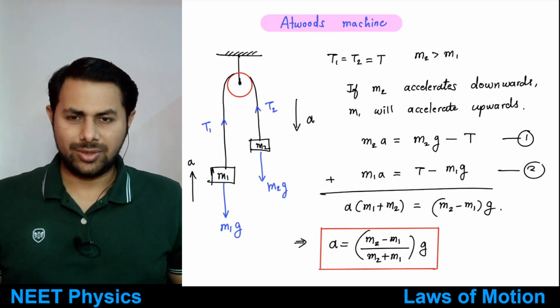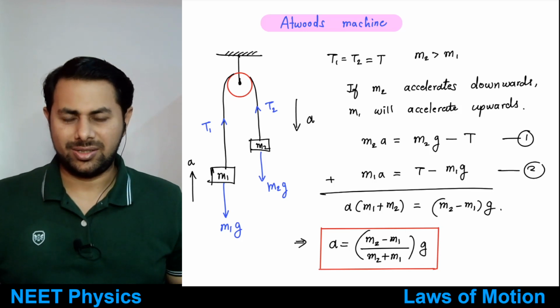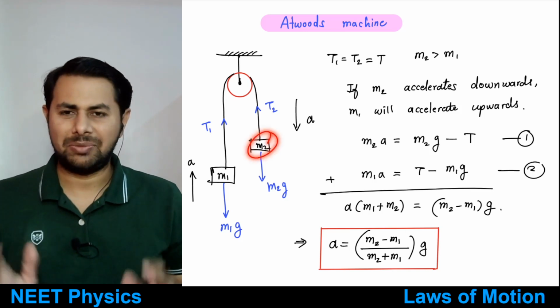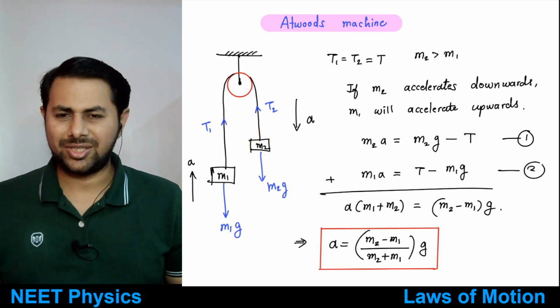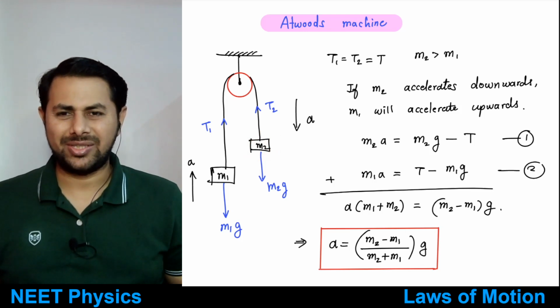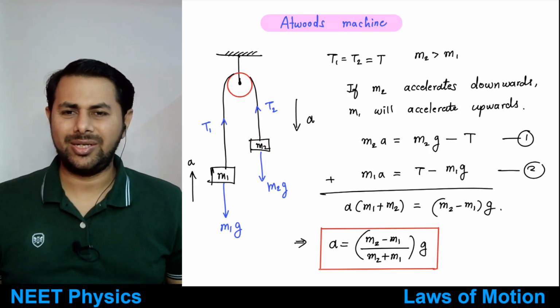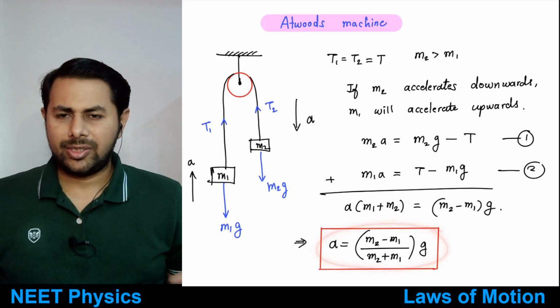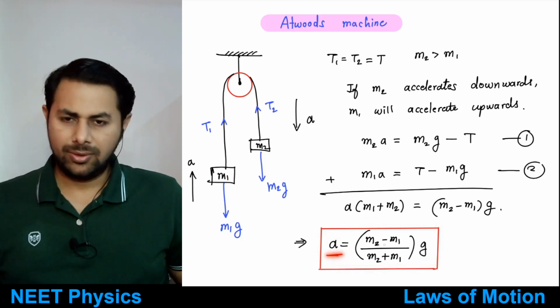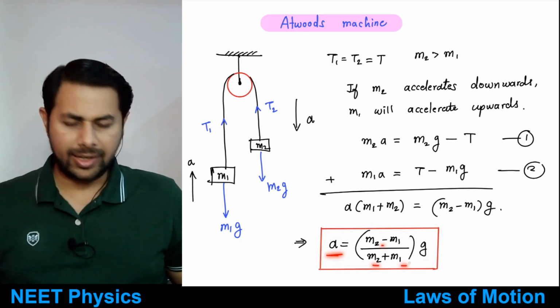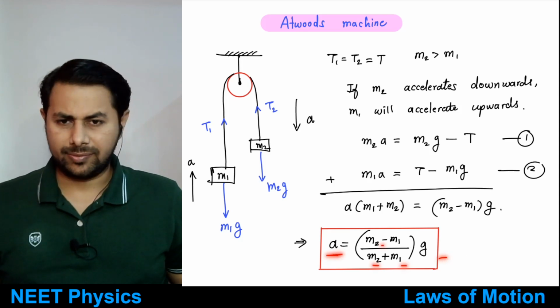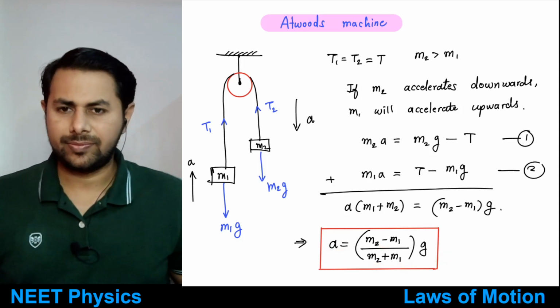Okay. So now if your assumption is correct, that if m2 is greater than m1, then acceleration would be positive. If m2 is less than m1, then acceleration would be negative. So we just have to remember this formula. a is equal to m2 minus m1 divided by m2 plus m1 multiplied by g. Okay, very simple formula, right?